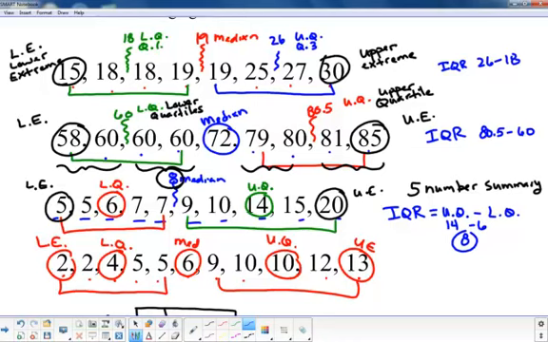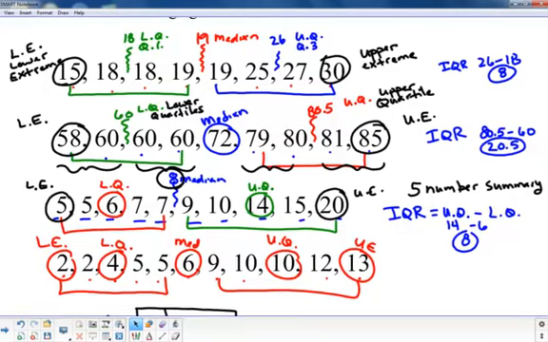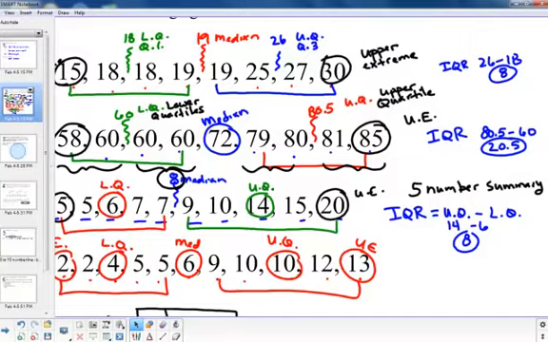So let's go ahead and solve those last two. 26 minus 18 is 8. So that'd be our interquartile range. And then 80.5 minus 60 is 20.5. So we do want that as one number. Our interquartile range is important because that's going to help us determine if we have outliers in our data.